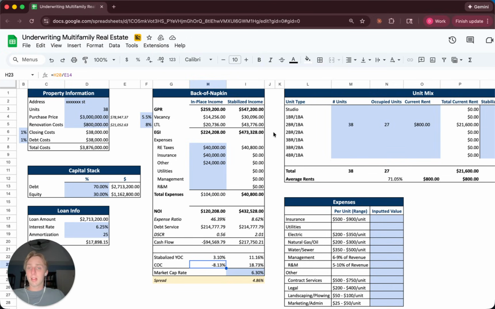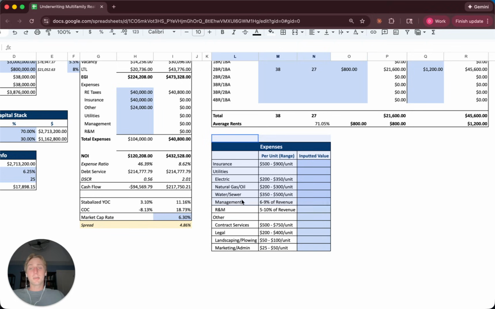But now let's look at our stabilized income. I just realized I've got to do... So yeah, fine. Actually, never mind, 40K taxes is fine. So let's dive into the expense breakdown.